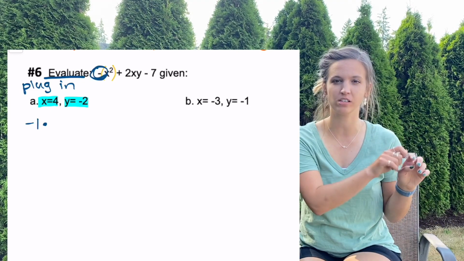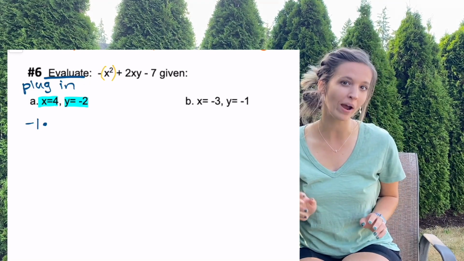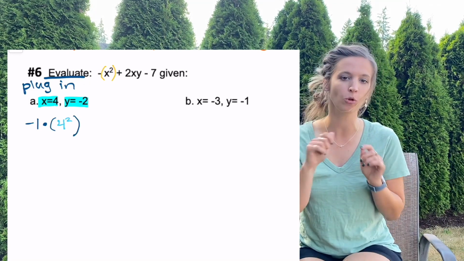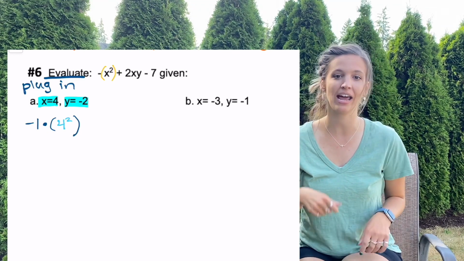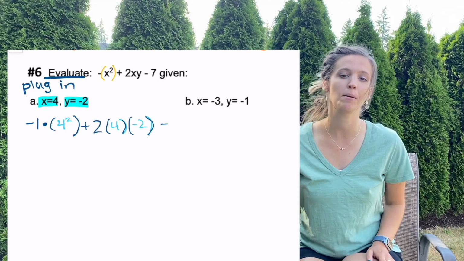So I'm going to go ahead and start this by writing a little negative 1 outside, and then I'm going to multiply that by x squared, but I'm going to plug in 4 for x. So I'm going to multiply it by 4 squared plus, and then I have 2xy, so I'm going to plug in 4 and negative 2, so 2 times 4 times negative 2, and then minus 7.